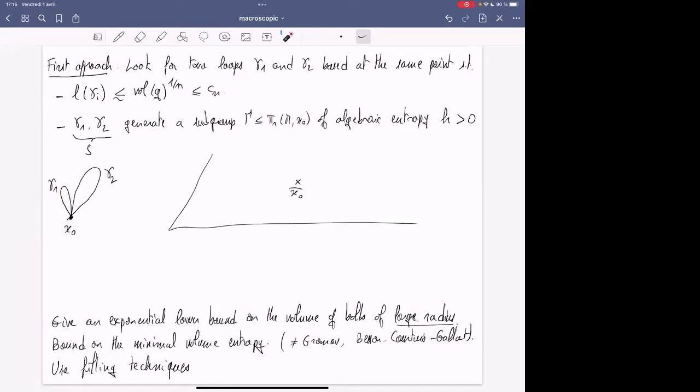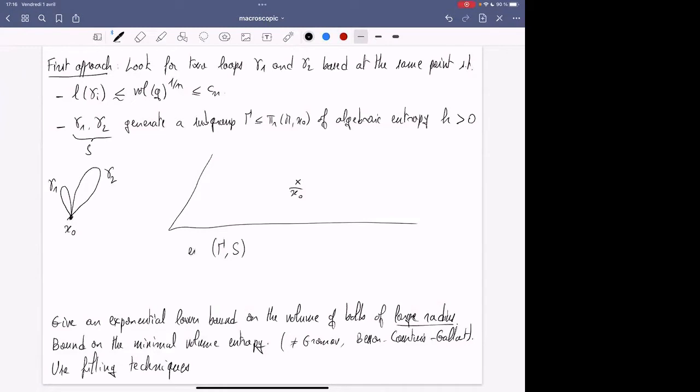Remember, before I defined the volume entropy of a manifold, the exponential growth rate of the volume of balls in the universal cover. Here, what you can do is you have your group, and you take a generating set, and you just look at the Cayley graph and look at the exponential growth rate of the volume of your balls in this graph, as previously.